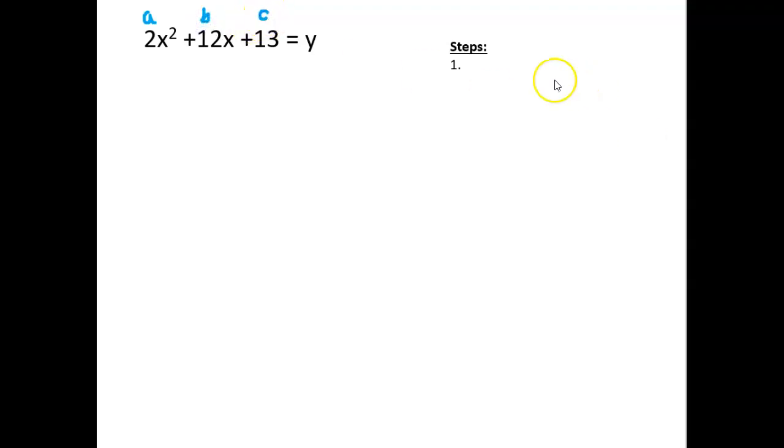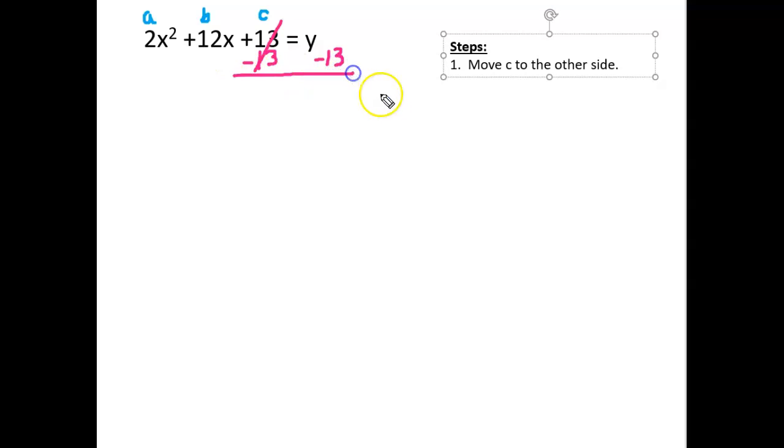Okay, now the first step that we want to do is we want to get rid of that C. So I'm going to put move C to the other side. This is a problem where you would probably want to be writing down these steps because there's quite a few steps. You'll want to be writing them down as we go. All right, so step one is to move the C to the other side. So let's go ahead and do that. I'm going to minus the 13 on this side, so it's no longer on the left. And whatever you do to one side, do to the other. So now our 13 is on the right side.